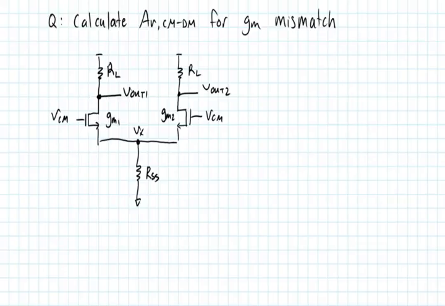Okay, so one hint that I'll give you for this problem is that we can say that ID1 plus ID2 is equal to Vx over RSS. That's a little hint that's going to help you with your analysis. So what I'd highly recommend that you do at this stage is pause the video and take a little bit of time to try and solve this problem.